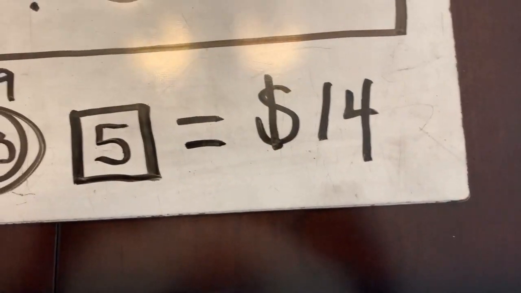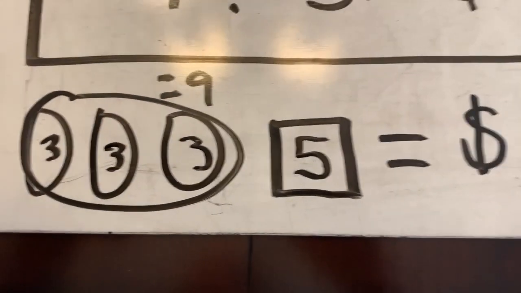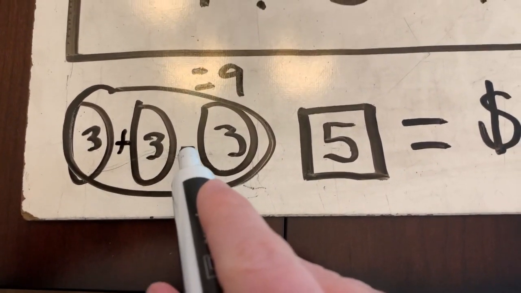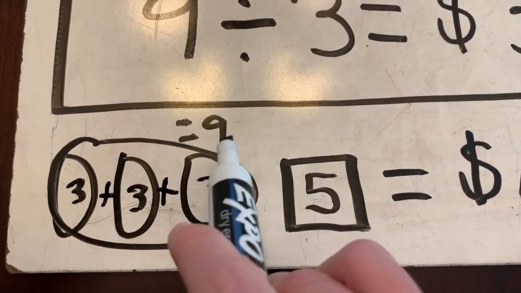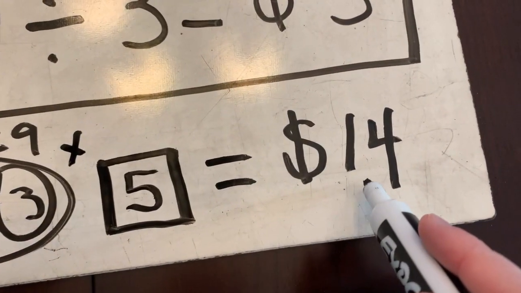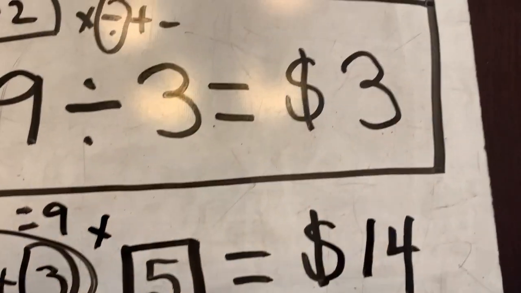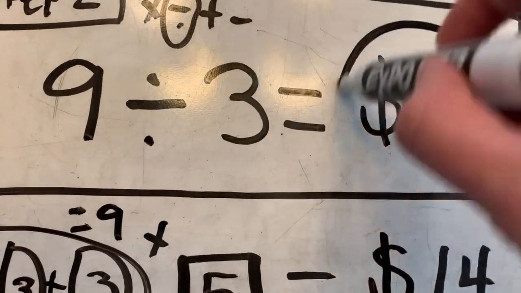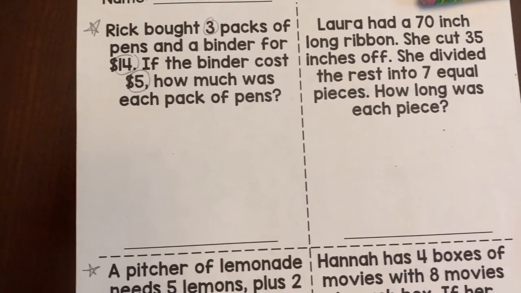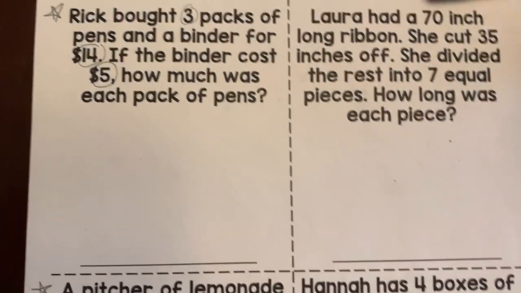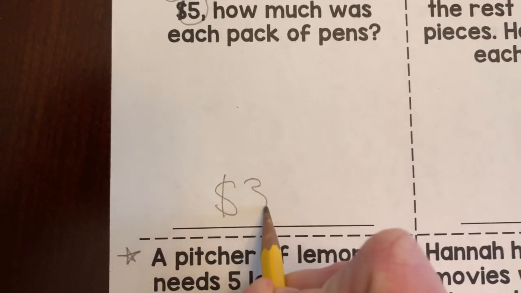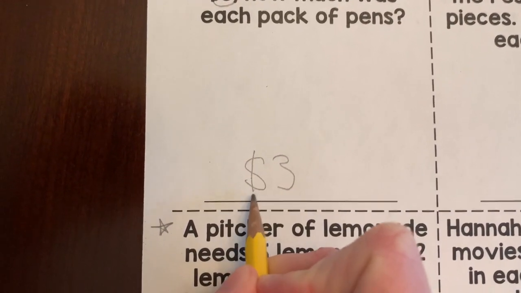Let's see if this all adds up to 14. That's a good way to check. 3 plus 3 is 6. 6 plus 3 is 9. Good. Is 9 plus 5 14? Yes, it is. So the answer that answers the question, how much was each pack of pens? Each pack of pens was $3. And this $ sign here is my label.